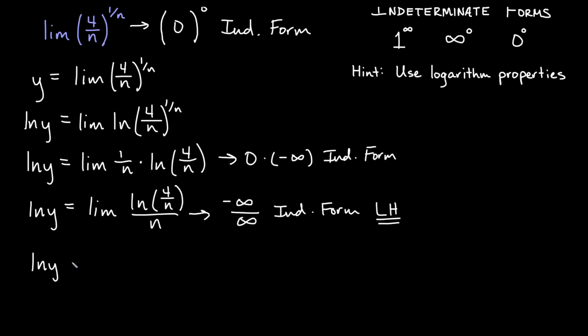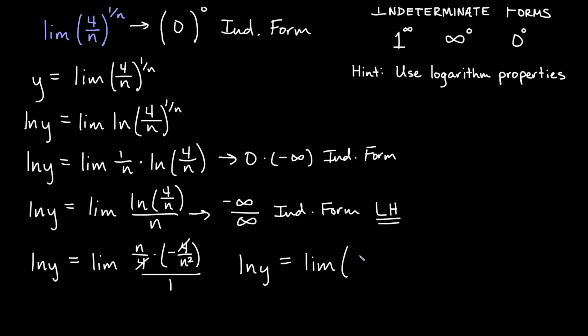So we'll say ln of y is equal to the limit of, taking the derivative here, would be 1 over 4 over n, also known as n over 4. And then the derivative of what's inside is going to be negative 4 over n squared. The derivative of the bottom, I think everybody would agree, is just 1. Okay, if we go ahead and simplify now, obviously the 4's will reduce to 1. This n will reduce with 1 of the copies of n squared there, so we'll get ln of y is equal to the limit of negative 1 over n once we reduce all of that.